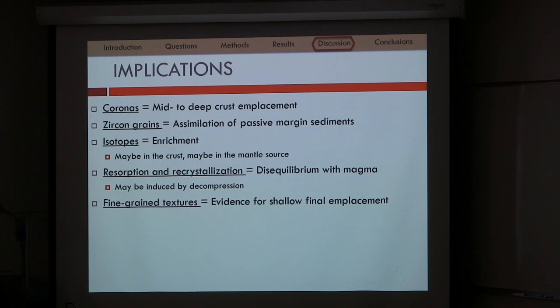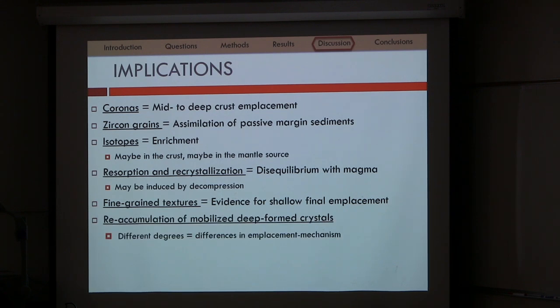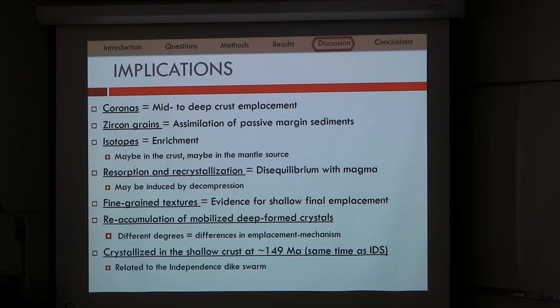Fine grain textures imply that we had crystallization in the shallow crust. We had some cumulate textures, differing degrees of cumulate textures in these crystals that have been resorbed and recrystallized. And so these different degrees of accumulation might mean that we have different mechanisms of emplacement. And we've crystallized in the shallow crust at about 149 to 148 million years, same time as the Independence Dyke swarm. So this emplacement event may be related to the Independence Dyke swarm.